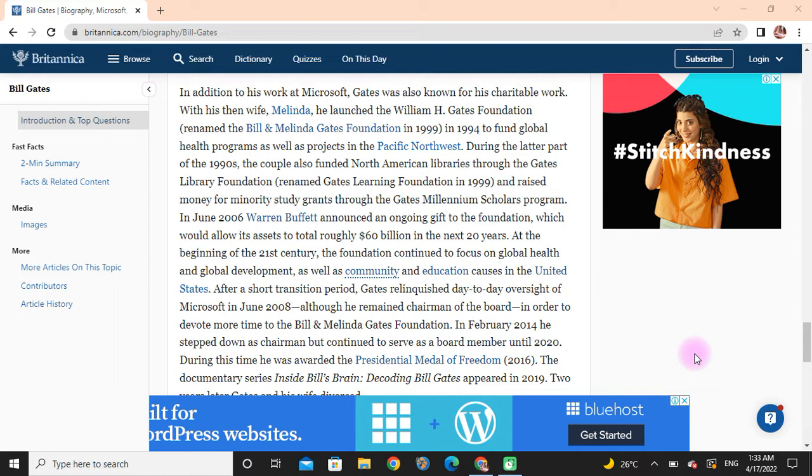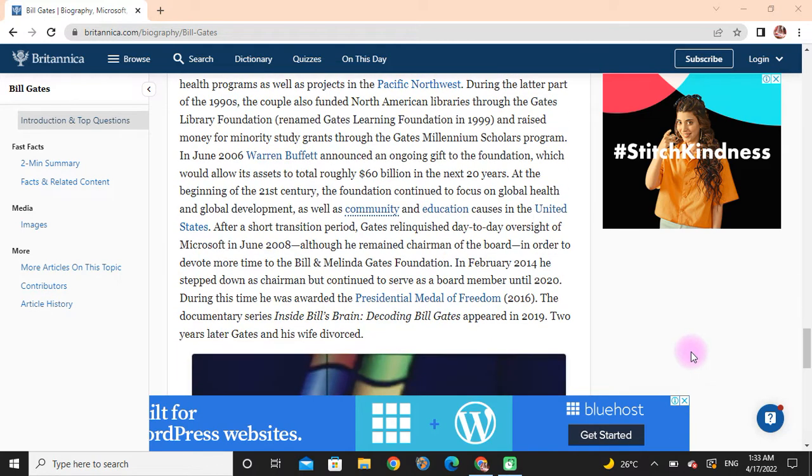In February 2014, he stepped down as chairman but continued to serve as a board member until 2020. During that time, he was awarded the Presidential Medal of Freedom in 2016. The documentary series Inside Bill's Brain: Decoding Bill Gates appeared in 2019. Two years later, Gates and his wife divorced.